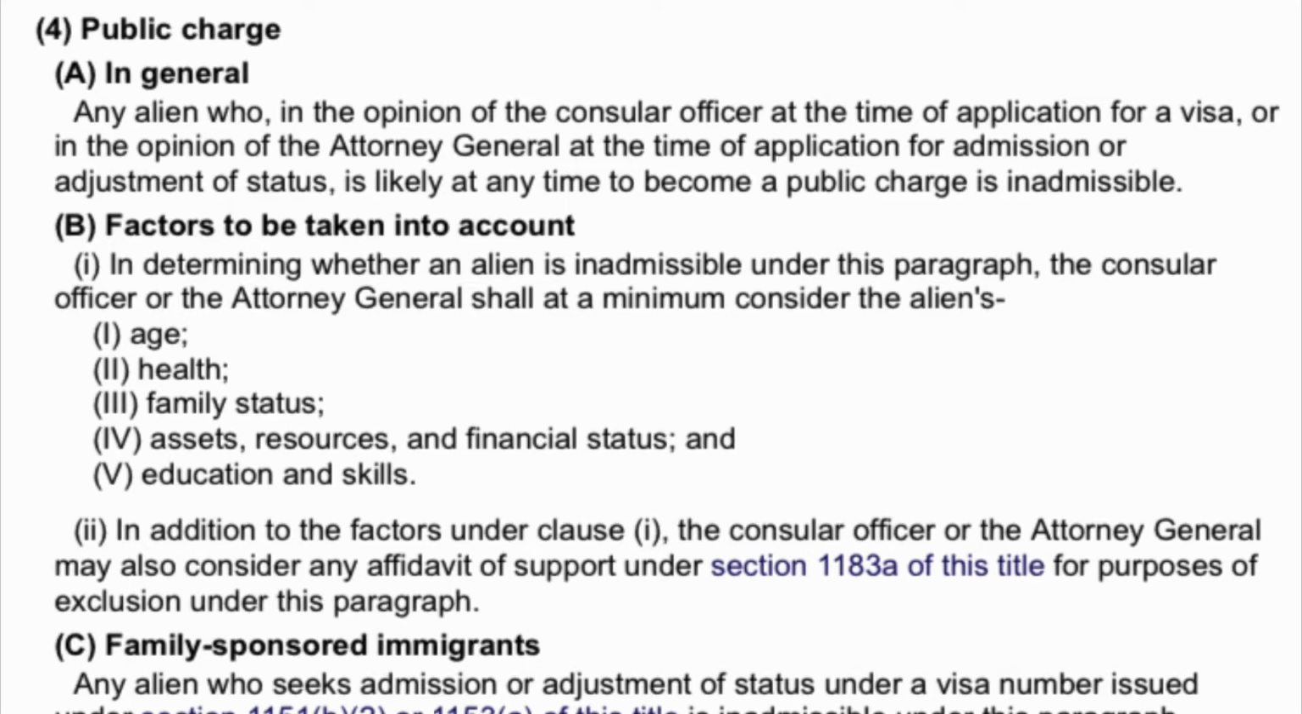Factors to be taken into account. In determining whether an alien is inadmissible under this paragraph, the consular officer or the Attorney General shall, at a minimum, consider the alien's age, health, family status, assets, resources, and financial status, and education and skills. In addition to the factors under Clause 1, the consular officer or the Attorney General may also consider any affidavit of support under Section 1183A of this title for the purposes of exclusion under this paragraph.